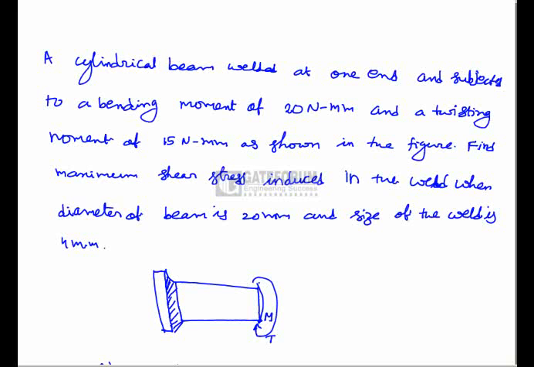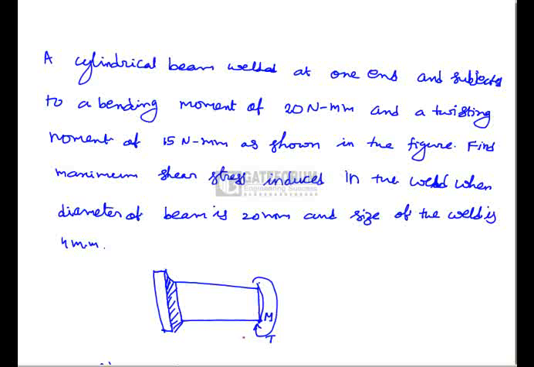A beam welded at one end is subjected to a bending moment of 20 Newton mm and a twisting moment of 15 Newton mm as shown in the figure. Find the maximum shear stress induced in the weld when diameter of the beam is 20 mm and size of the weld is 4 mm. So here is the given diagram.